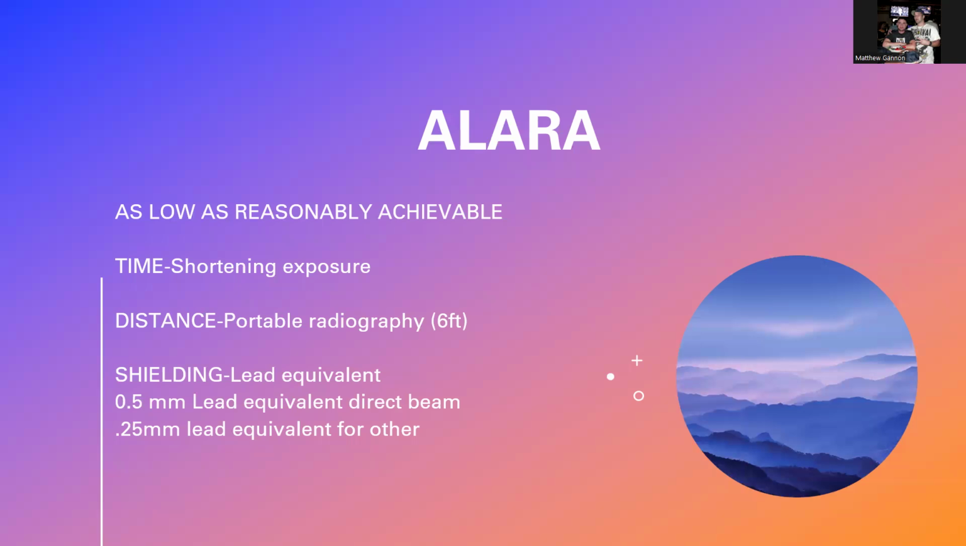And then of course shielding. In shielding, we use what's called the lead equivalent. 0.5 millimeters lead equivalent should be worn if you are being directly exposed to the beam, or 0.25 millimeter lead equivalent for other shielding, such as the curtains or things that aren't in direct contact with the beam, but they still need to be protected.